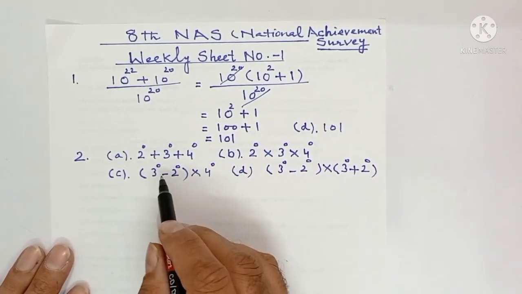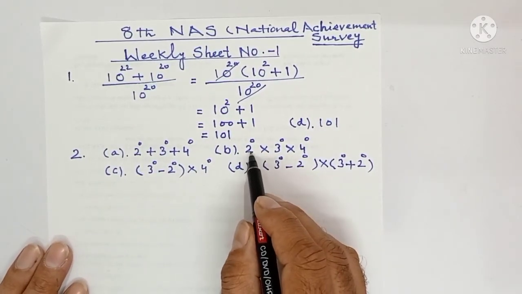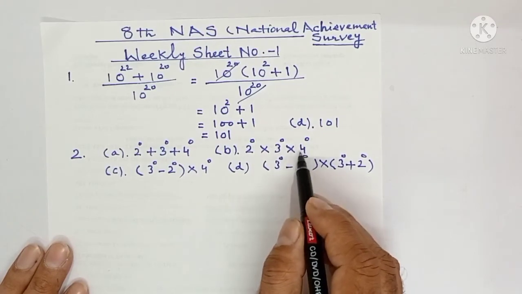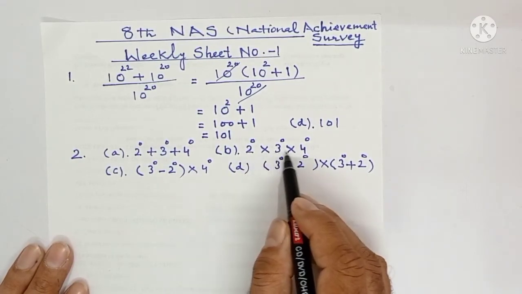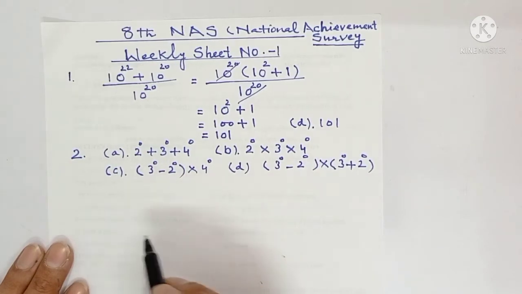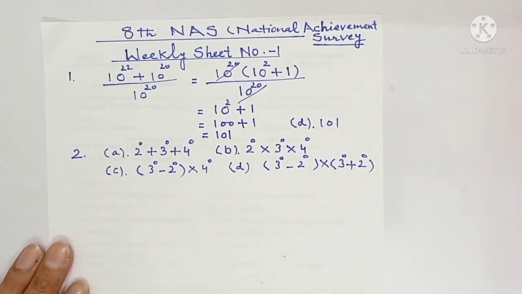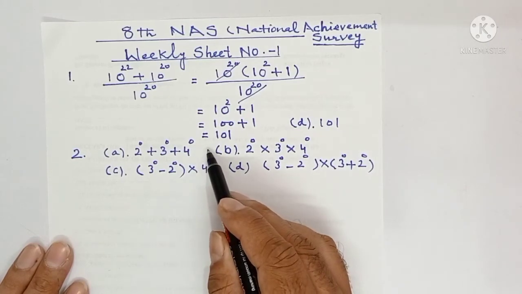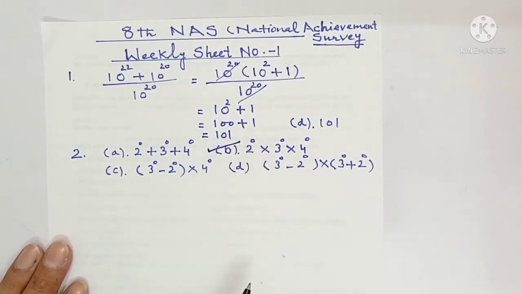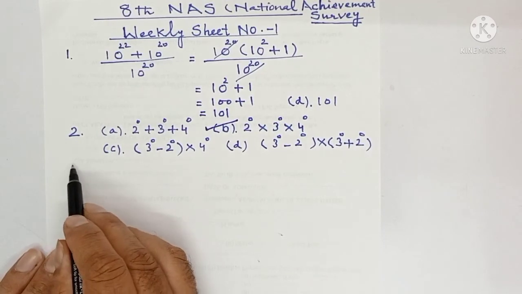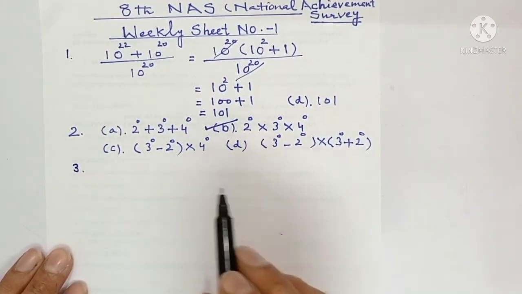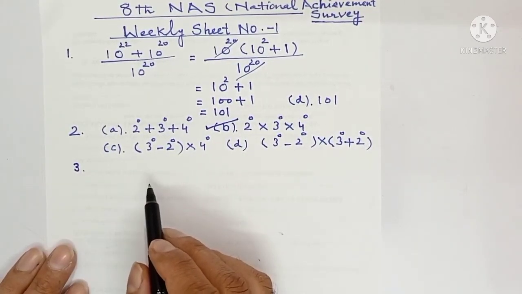So option 1 we have already checked. This is 2^0 is 1, 3^0 is 1, 4^0 is 1. So 1 into 1 into 1 is 1. So he has asked this question only, which of the following is equal to 1. So option B is the correct option. You may check the other options also, but this is option 2 which is correct.